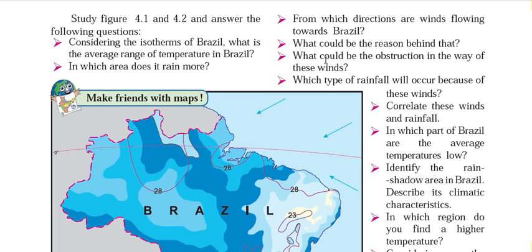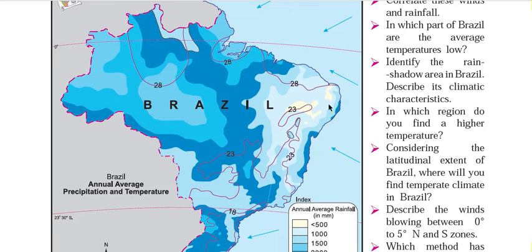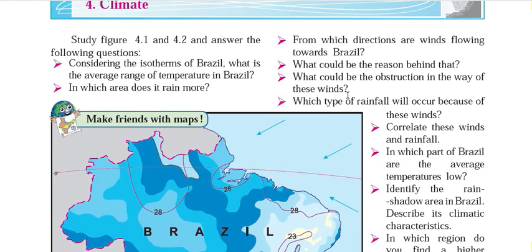The next one: what could be the obstruction in the way of these winds? If you see the physiography, if you remember, the Great Escarpment region is there, and the average height of this Great Escarpment is almost 790 meters. So whatever winds come from this direction get obstructed because of this Great Escarpment. So remember this thing.